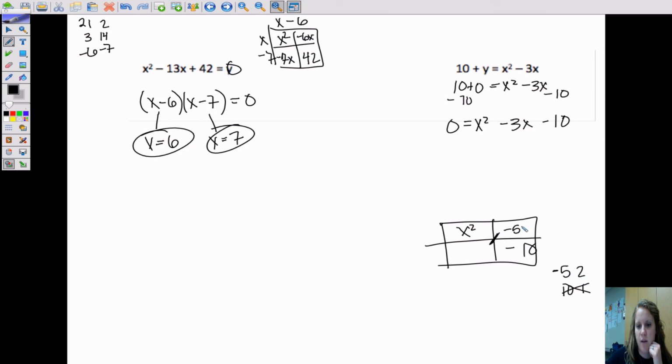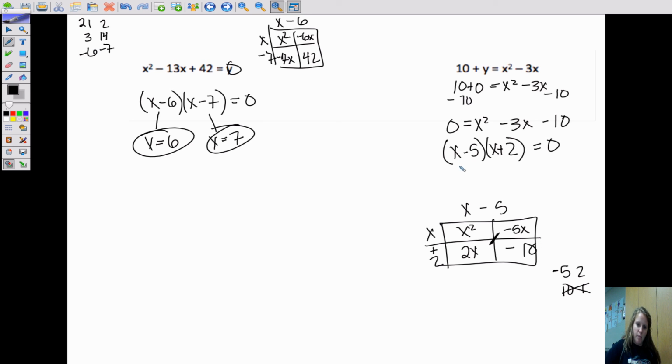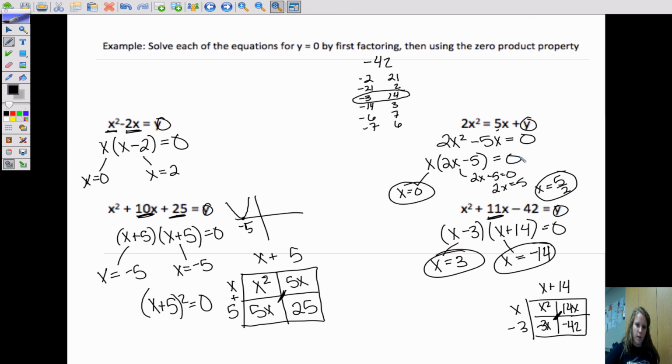So I'm going to have negative 5x and 2x. So that means I'm going to have x minus 5 and x plus 2. So my factored form would be x minus 5 times x plus 2. And it doesn't matter which way you write those. It could be x plus 2 times x minus 5. But the roots are still going to be x is positive 5, which will make that 0, and x being negative 2, which will make that 0. So my two answers are there and there. Notice I'm almost always having two answers, except for this one, and that's where that vertex sits on the x-axis.